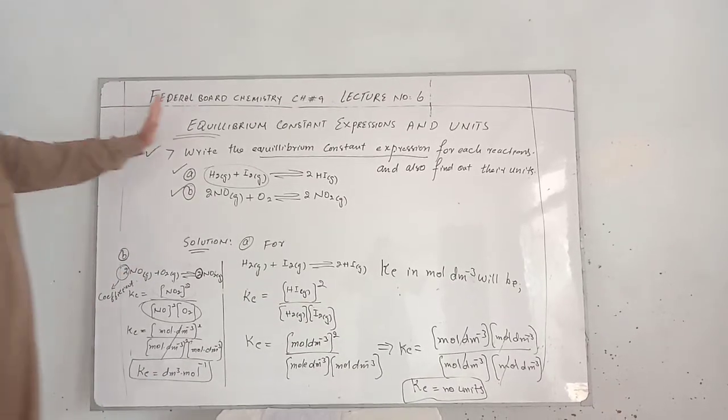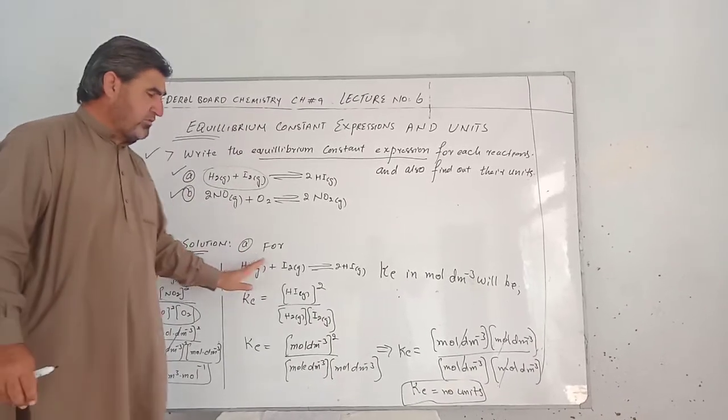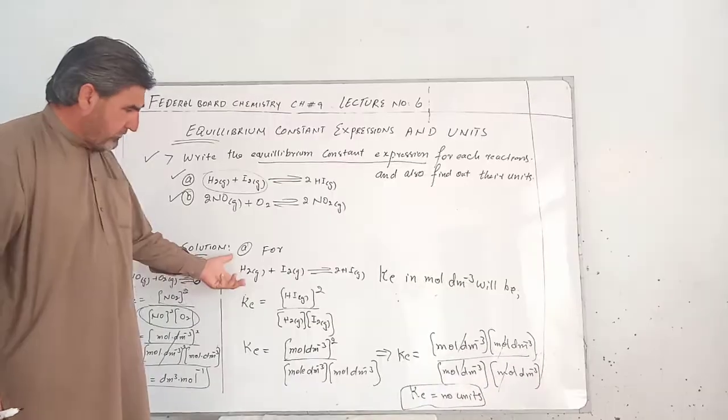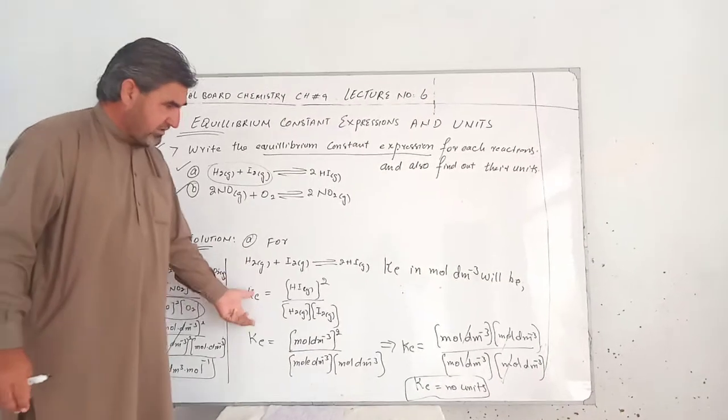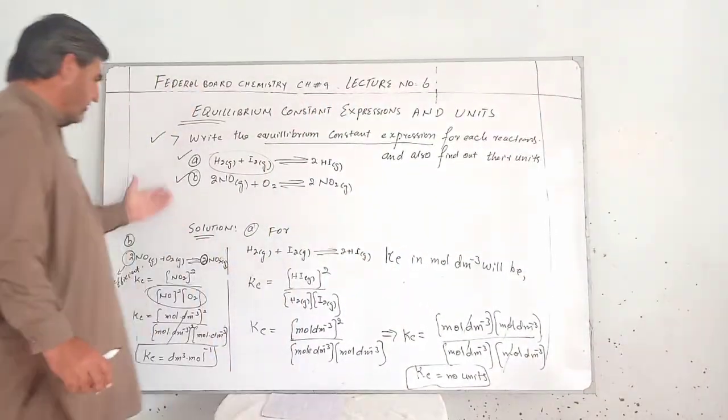So this is all about the equilibrium constant expression. It is very easy. First we write the equilibrium constant expression, then we find its units. The same applies for this reaction.